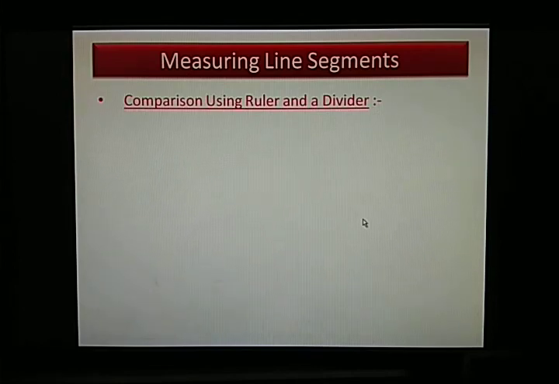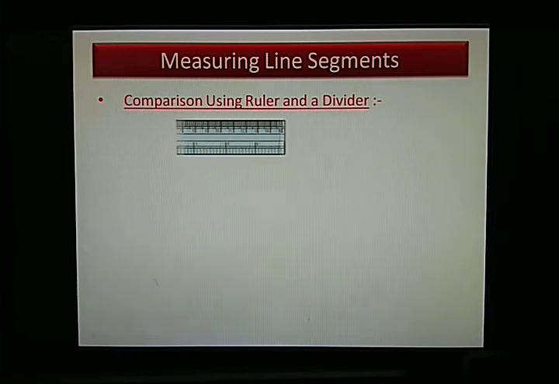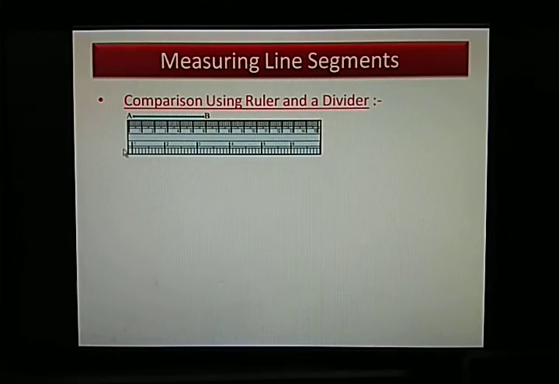So we will go to the next method then, the third method, comparison using a ruler and a divider. This is a little bit more updated way of comparison. As we know, with the help of a ruler, while measuring a line segment, we have to place the end where 0 is marked exactly on one of the endpoints of the line segment, and then measure the other end.